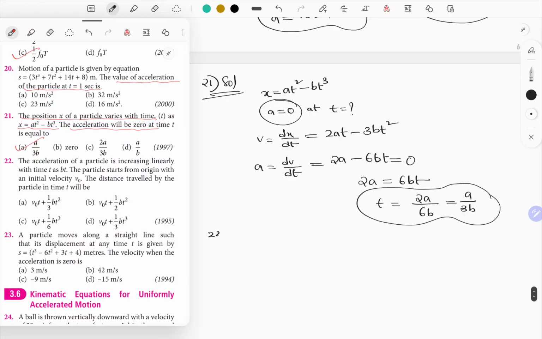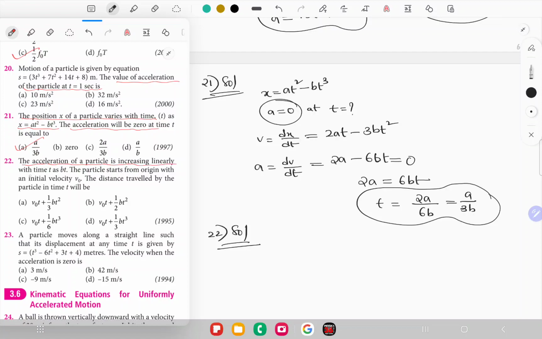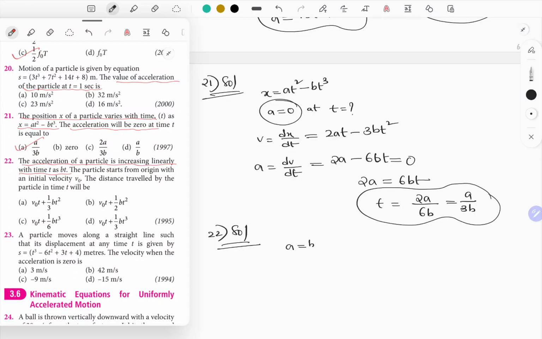Question number 22. The acceleration of a particle is increasing linearly with respect to time as bt. So they have given acceleration, a is equal to b into t. a is acceleration, b is some constant. The particle starts from origin with an initial velocity v naught. Starts from origin in the sense that at t is equal to 0, the velocity of the particle is v naught. The distance traveled by the particle in time t will be.